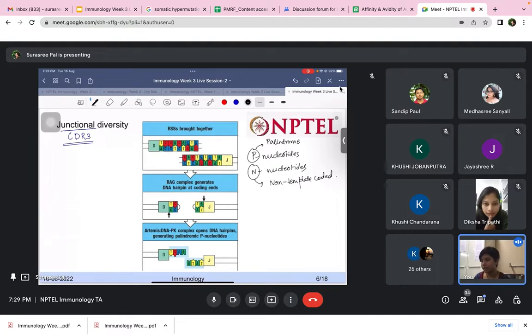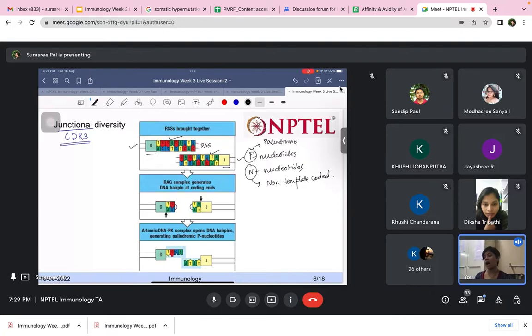So how is this possible? Let's see. Here it is shown when the D and J segments are recombining. You can see the D and J segments are undergoing recombination, and these two are the RSS, right? These are the D and J segments, and these are the RSS which are brought together, and these RSS will also follow the 12-23 rule, right? And when these recombination signal sequences are brought together, the proteins which are crucial for this kind of recombination event are RAG1 and RAG2.